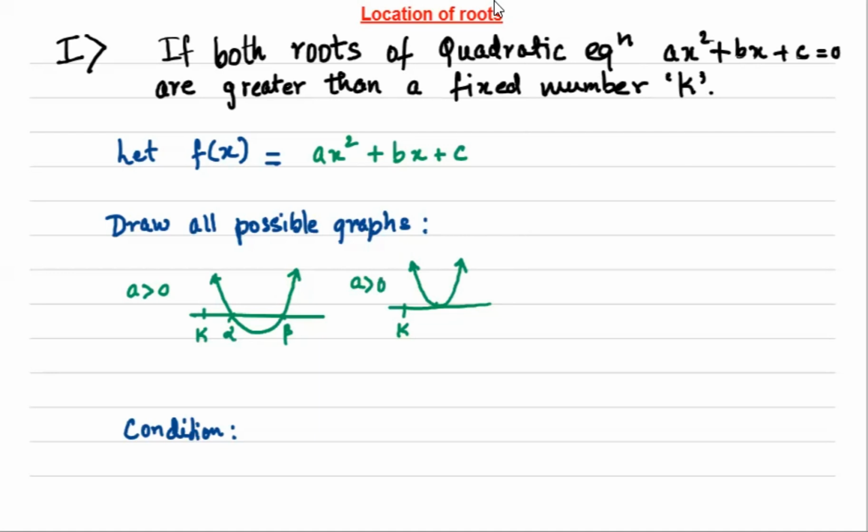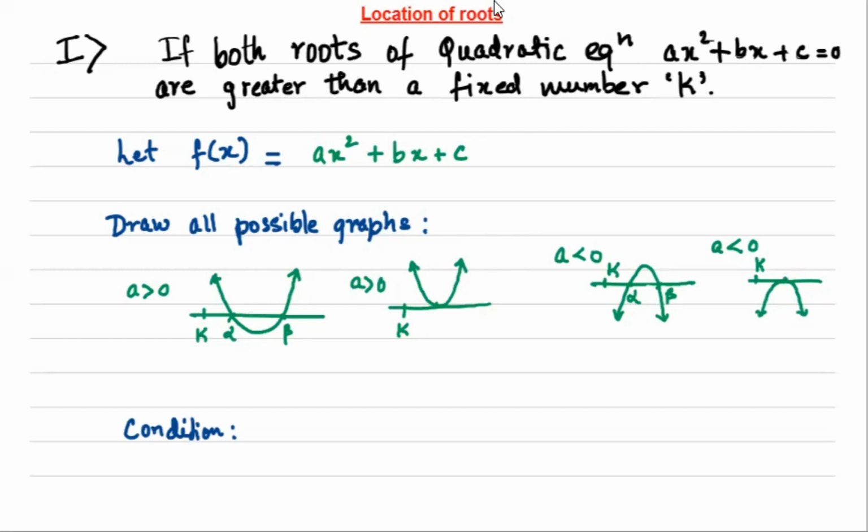Now let's draw the graph of a less than 0. So what it will be? Opening downwards, isn't it? So here it is k, and this is your alpha, and this point is beta. So here also alpha and beta are greater than the given number k. And then the next graph for a less than 0, I could have is just touching the x-axis and going downwards. And similarly, I could have k here, and my alpha beta are the roots which are greater than this.